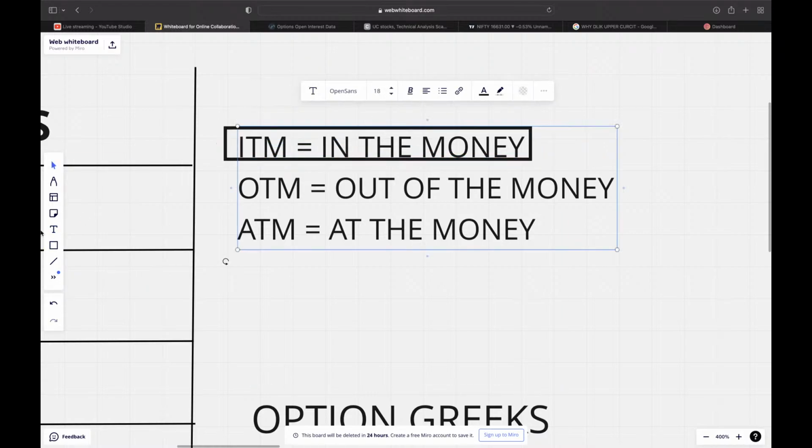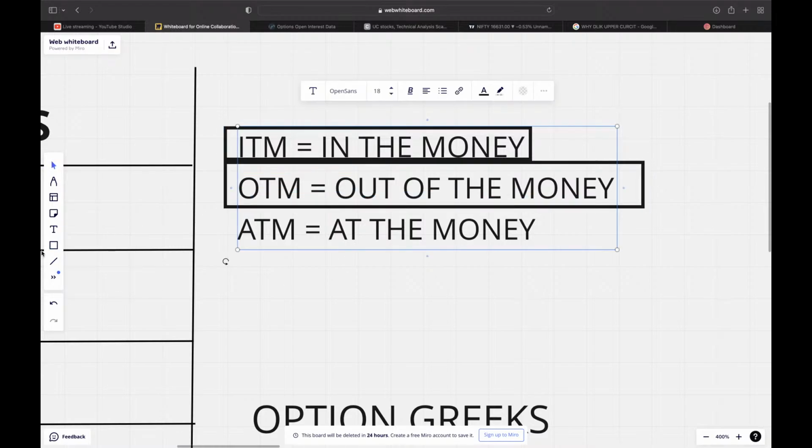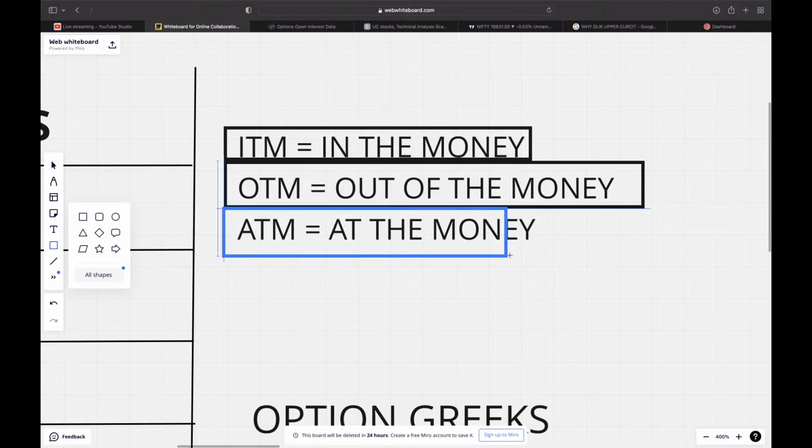In the money, okay. Then comes out of the money, okay. And then comes at the money. Clear, everyone?